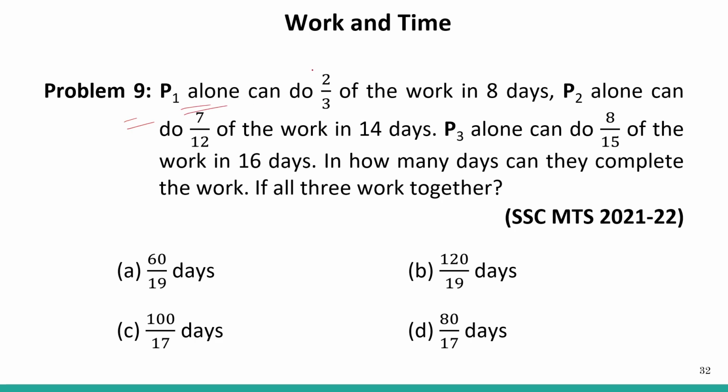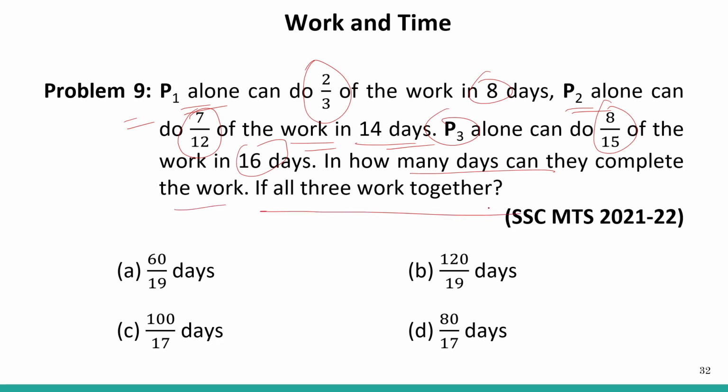If P1 alone can do 2 by 3rd of the work in 8 days, and P2 alone can do 7 by 12 of that work in 14 days, and P3 alone can do 8 by 15 of that work in 16 days, in how many days can they complete the work if all three work together? Again, we'll evaluate the combined work rate and then take its reciprocal to find the number of days they need to complete the work together.